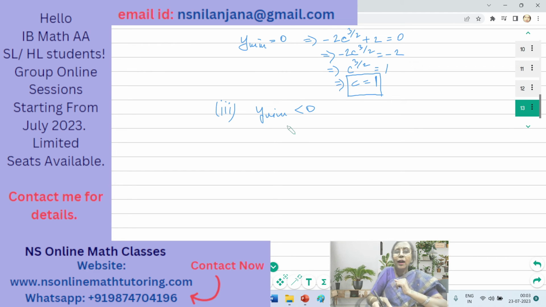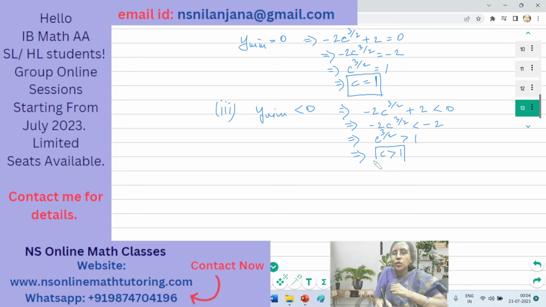So y min is less than 0 implies negative 2 times c to the power of 3 over 2 plus 2 is less than 0, or negative 2 times c to the power of 3 over 2 is less than negative 2. And again, we are dividing both the sides by negative 2, so the inequality sign will be changing, and it is c to the power of 3 over 2 is greater than 1, or c is greater than 1.